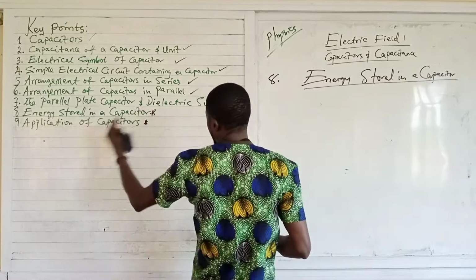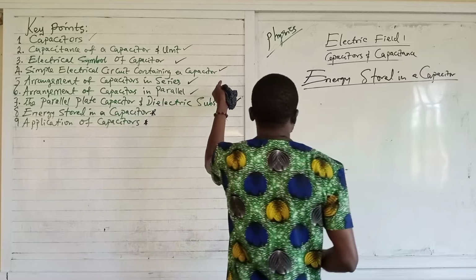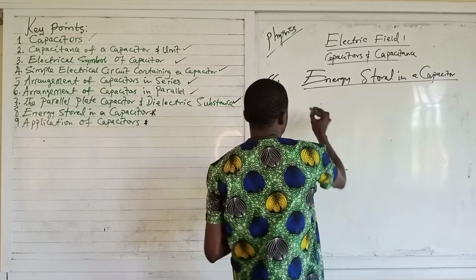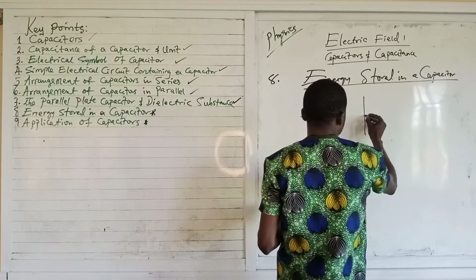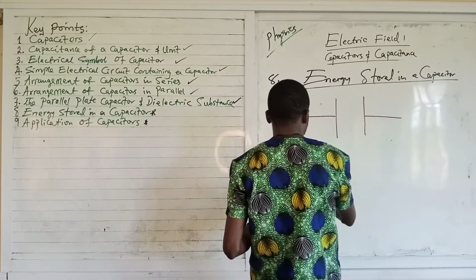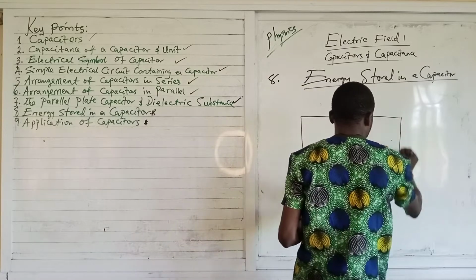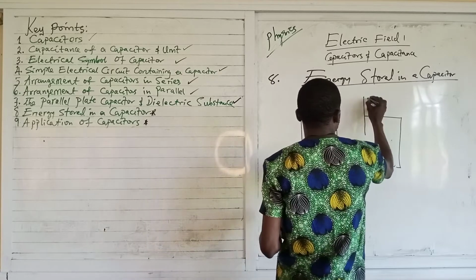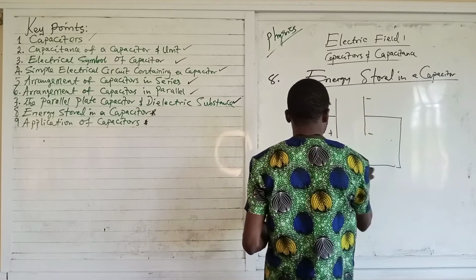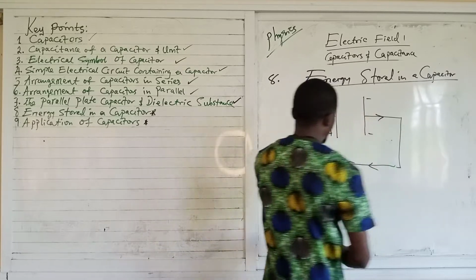So we also looked at the parallel plate capacitor, where I drew something like this. I still want to emphasize this diagram because in the other video I rushed over it and did not explain it properly. So this is plus, this is negative, negative, plus, negative. Current will flow this way, back, and then this way again.